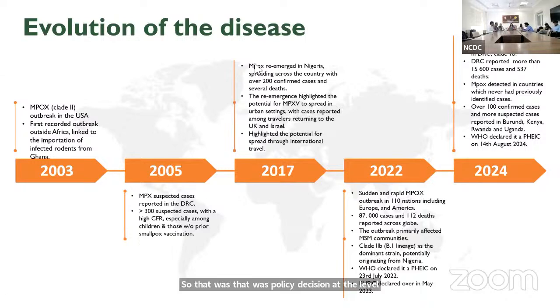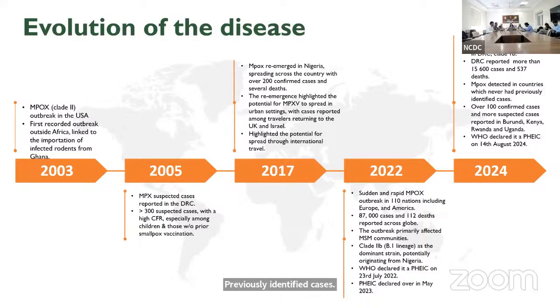Then if we look at the current outbreak 2024, the emergence and rapid spread of a new viral strain is a cause of concern. But again, the strain is emerging from the native land of the virus, that is the DRC. The clade is now named clade 1B, but it is causing significant deaths. Case fatality rate is higher as compared to the previous clades, and monkeypox is detected in countries which never had previously identified cases.